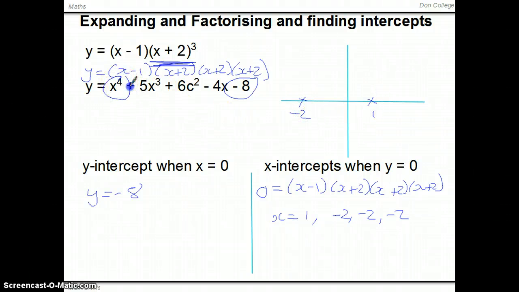The basic shape we know is going to be a positive quartic, which is going to look like that. So what's going to happen is it's going to come down here, and instead of bouncing off, it can't bounce off, so it has to come through, but it changes shape like that. So this is what's called a point of inflection. So it comes down like that, and then it's going to turn, and it's going to go up through there.